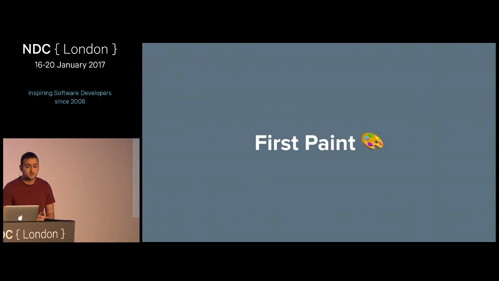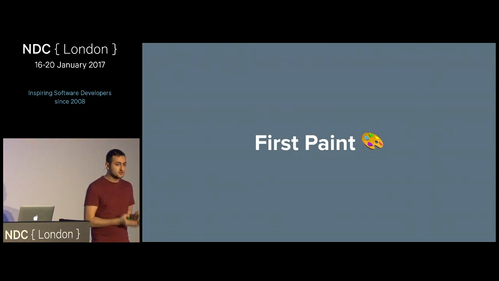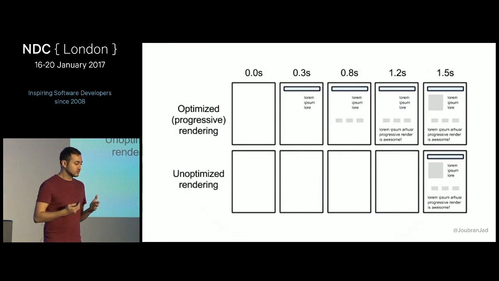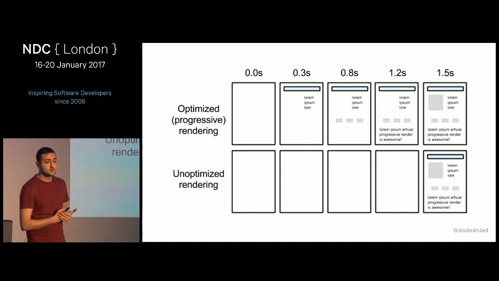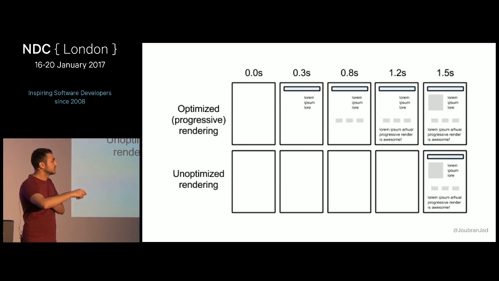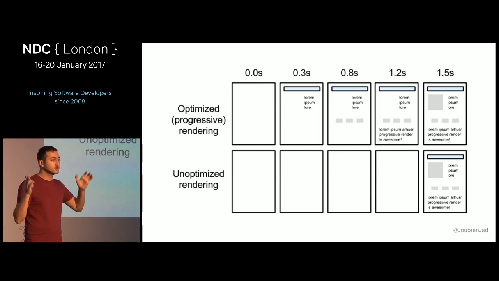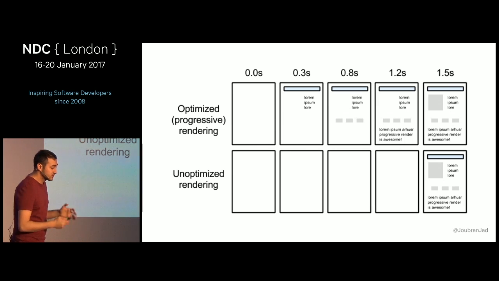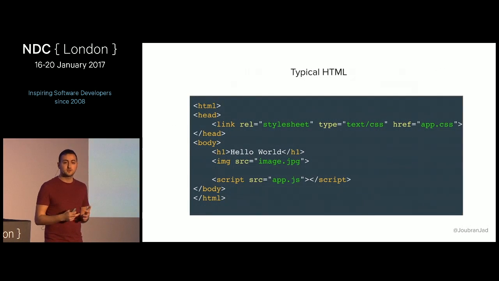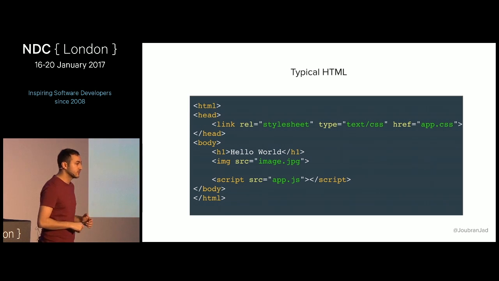And then there's the concept of first paint, which is how much time do we need to start painting in a web browser? So here's an example. We've got two opposite scenarios, one with optimized rendering and one with unoptimized rendering. And this is a scenario that you will see a lot on the web. You open a website, wait for like 5 seconds on a white screen, and then suddenly everything loads. So I'm going to show you a typical HTML file to explain this problem to you and tell you how you can do this setup in a progressive web app.